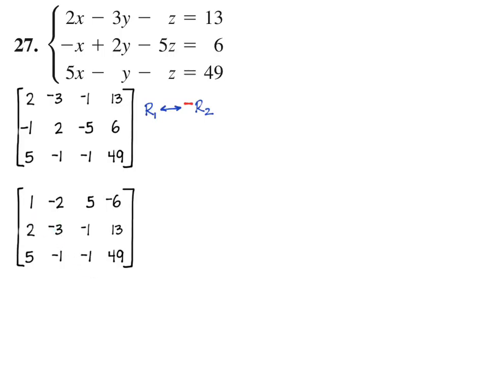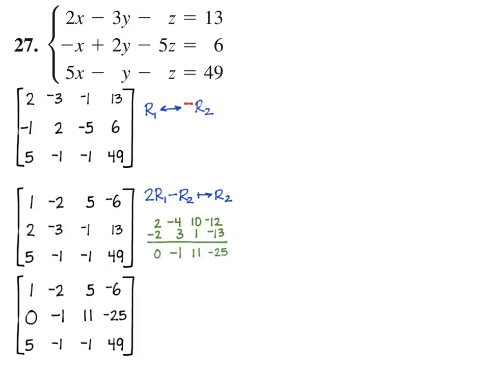I need the terms below it, the entries 2 and 5, to be 0. So I'm going to multiply row 1 times 2 and subtract row 2, replacing it with row 2. So here's my work. I did that work over here, 2 times row 1, and then the opposite of row 2. Collecting those, I get 0, negative 1, 11, negative 25, and I place that in row 2.